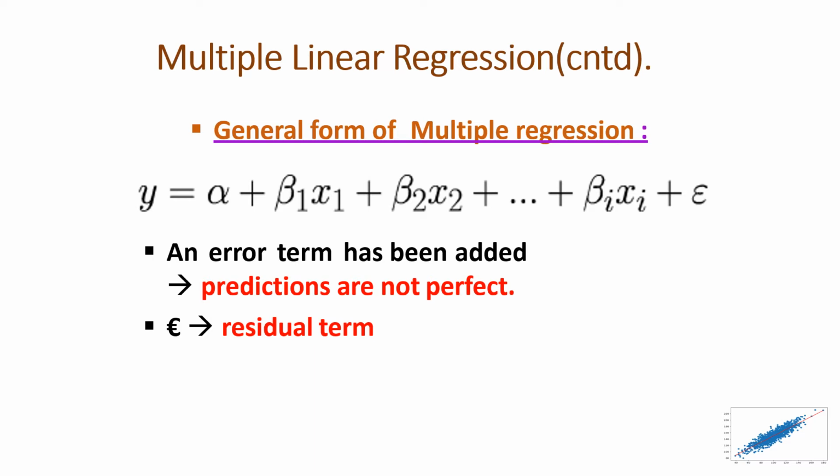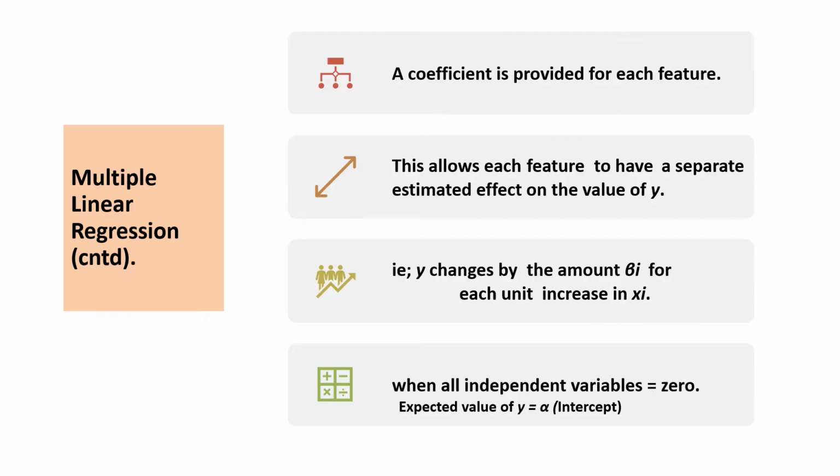So the equation is like this: y equals alpha plus beta 1 x1 plus beta 2 x2 plus etc. beta i xi plus epsilon. In multiple linear regression, a coefficient is provided for each feature. In the previous equation, x1, x2, etc. xi are the independent variables, and for each independent variable there is a coefficient, like beta 1 for x1, beta 2 for x2, etc. beta i for xi. So a coefficient is provided for each feature. This allows each feature to have a separate estimated effect on the value of y.